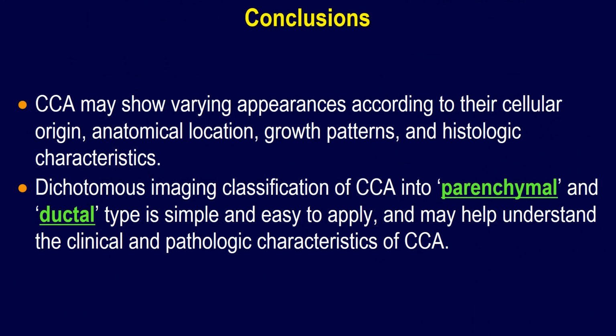In conclusion, cholangiocarcinoma may show various imaging features depending on the origin, anatomical location, growth pattern, and histological characteristics. The imaging classification of cholangiocarcinoma into parenchymal type and ductal type is simple and easy to apply and may help understand the clinical and pathological characteristics of cholangiocarcinoma.